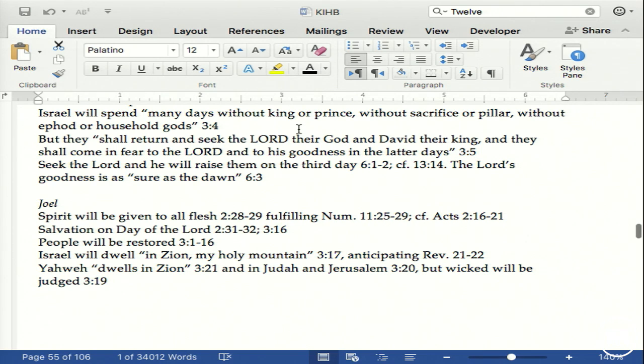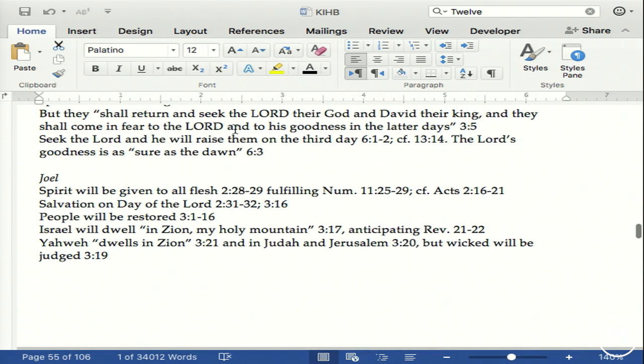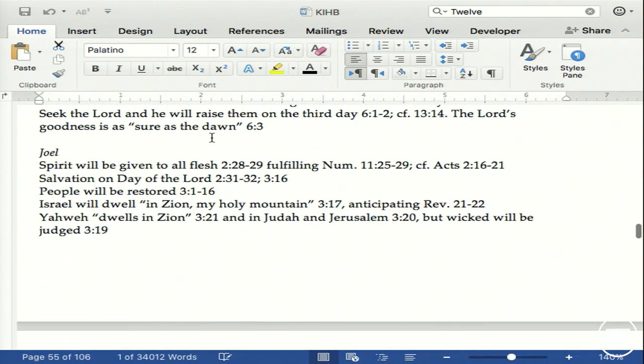"But Israel will spend many days without king or prince, without sacrifice or pillar, without ephod or household gods. But they shall return and seek." So here's the promise: they will seek the Lord their God and David their king. So there's that messianic promise. David's been long dead, isn't he? So he's not talking about the literal David anymore, but his descendant. "And they shall come in fear to the Lord and to his goodness in the latter days." If we read that canonically, clearly we see that it's fulfilled in the new covenant.